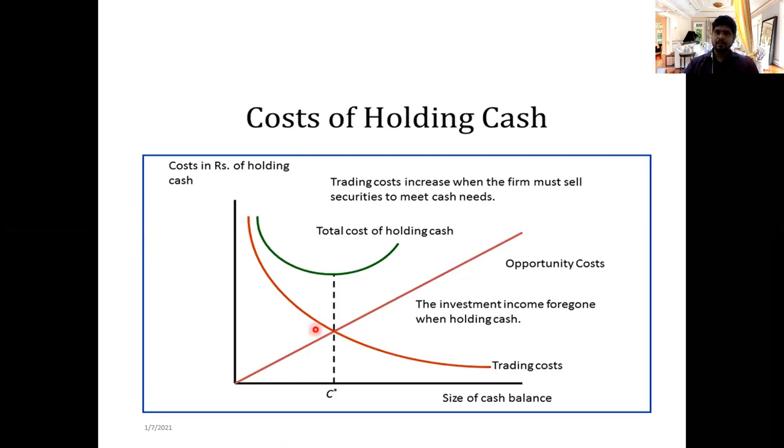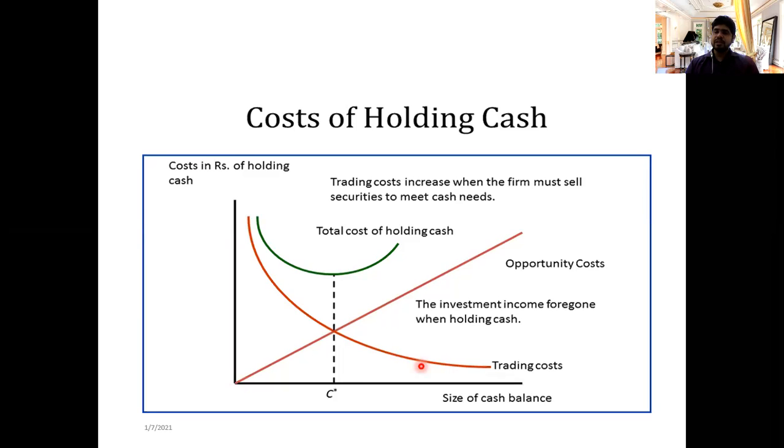Do you remember this kind of graph in inventory management? Cost of holding, cost of order. When you calculate EOQ, when you maintain inventories in your hand, there will be two major costs. The first one is cost of holding. The second one is the cost of order. The same principle will be applied for cash management also.